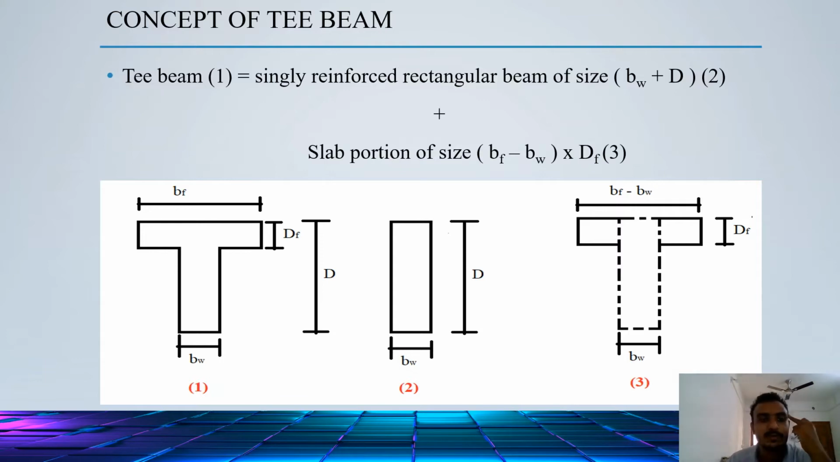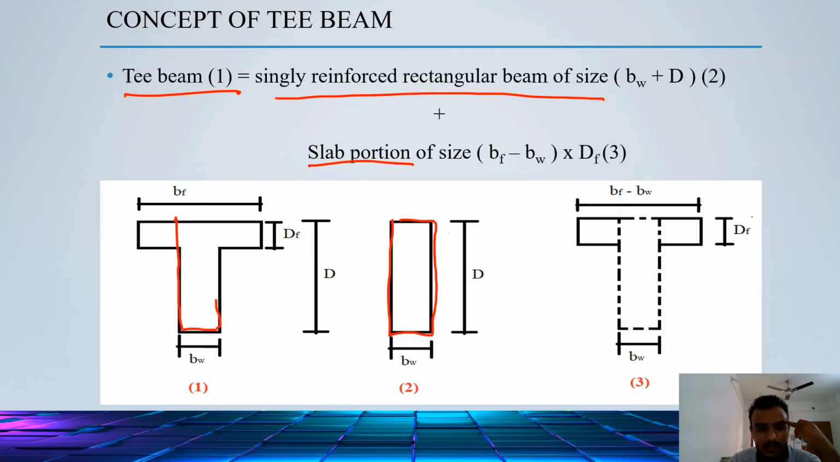What is the concept of T-beam? The concept of T-beam means in a T-beam we have a singly reinforced rectangular beam and a slab portion. Look at here, here is a T-beam. In a T-beam we have one singly RC beam and some portion of slab. If I add, sorry, summation of these two, we get the T-beam. Understood? These are the dimensions given here.